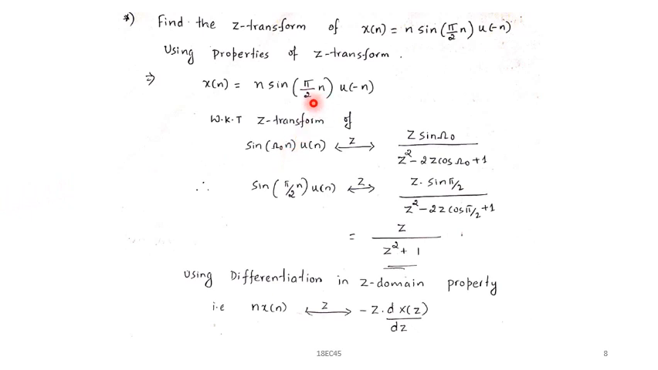So sine pi by 2n u of n. In the table, you have a sinusoidal signal. You know that the z transform of a sinusoidal signal, sine omega naught n into u of n, is given by z sine omega naught divided by z square minus 2z cos omega naught plus 1. So this is one of the standard signals. And they already obtained the z-transform of this particular equation. The z-transform of sine omega naught n into u of n is given by z sine omega naught divided by z square minus 2z cos omega naught plus 1.